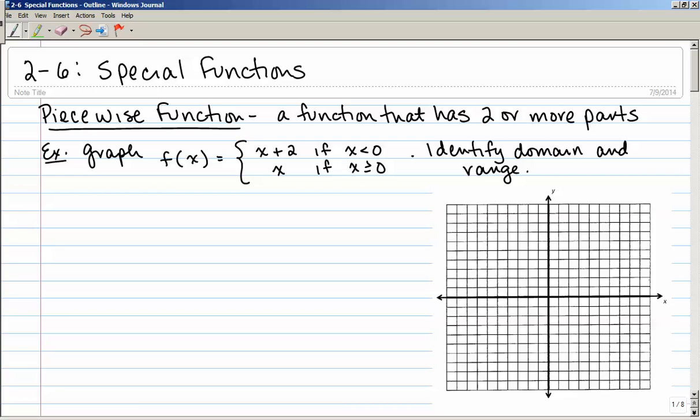So another way of thinking of this is, remember, f of x is another way to say y. Y is equal to x plus 2 when x is less than 0, and y is equal to x, that's the second part, when x is greater than or equal to 0. So in other words, they're kind of like two parts of a line. One part of the line is y equals x plus 2, but that's only when x is negative. And the other line is y equals x, but that's only when x is greater than or equal to 0, when it's positive.